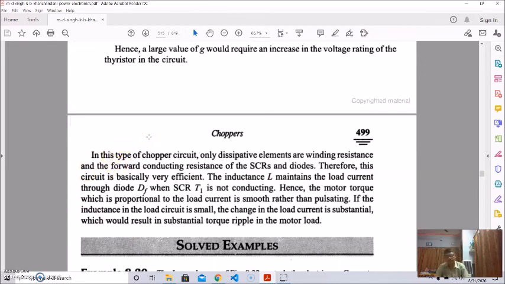Hopefully you have understood everything. Whenever in the future you apply this Jones chopper, you will already be familiar with it. I ask you to go to the textbook, and if you have any problem, you ask me later. That's all. Thank you.